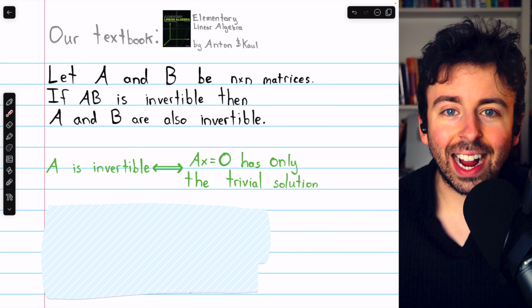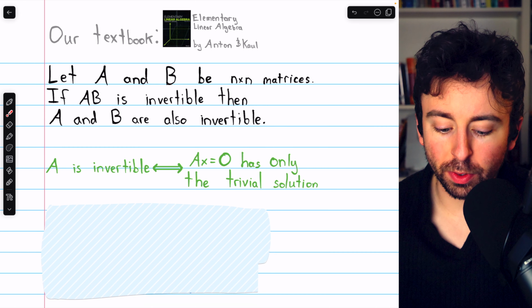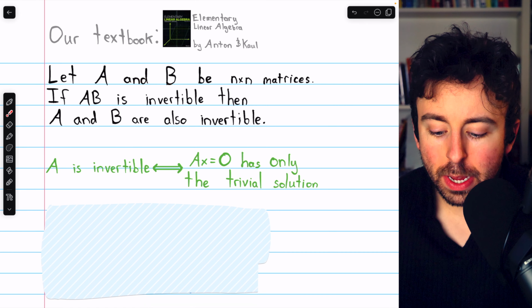Here's a useful fact concerning invertible matrices. If A and B are n by n matrices and their product is invertible, then those individual matrices A and B must also be invertible. So an invertible product must be made up of invertible factors. We'll prove this in today's linear algebra lesson.